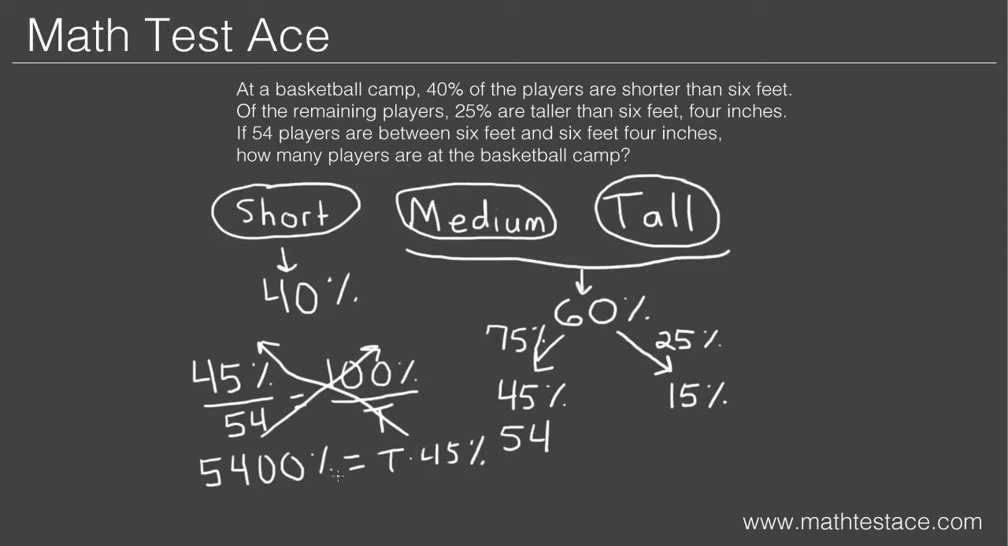And all we need to do now is divide both sides by 45%. When we do that, and you can use a calculator, 5,400 divided by 45% is 120. And T times 45% divided by 45% is just T. So T is 120 players. That's the number we have at our camp.